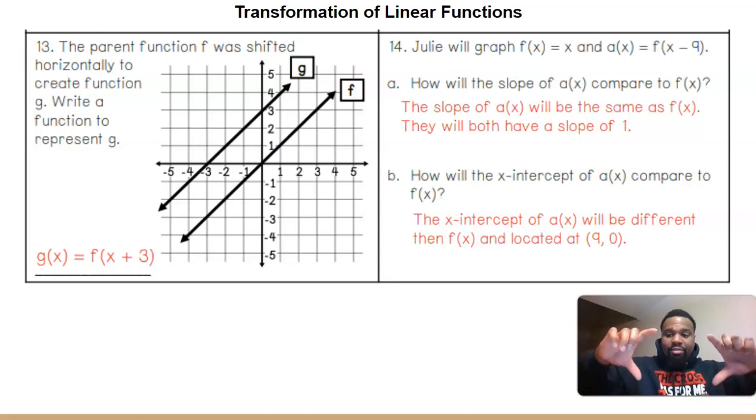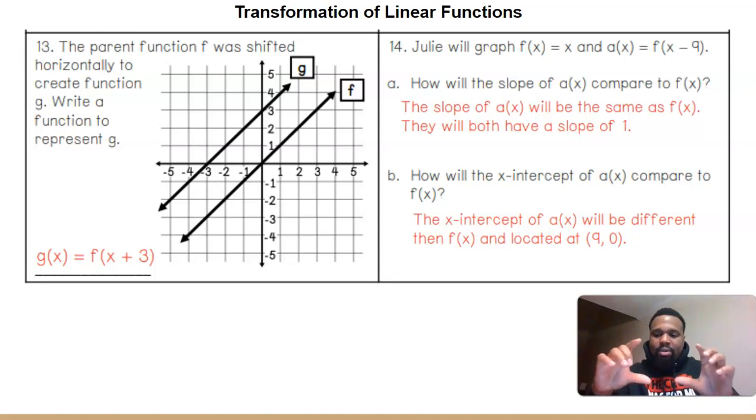Horizontally, f of x plus a number in parentheses, so the whole expression is in parentheses, I'll move it to the left that many units. And if I've got f of x minus a number, the whole expression is in parentheses, I'll move it to the right that many units. And so the slope will stay the same, but if you're moving vertically, your y-intercept will change. And the slope will stay the same, but if you move horizontally, your x-intercept will change. So I hope this helps with our understanding of transformation of linear functions.